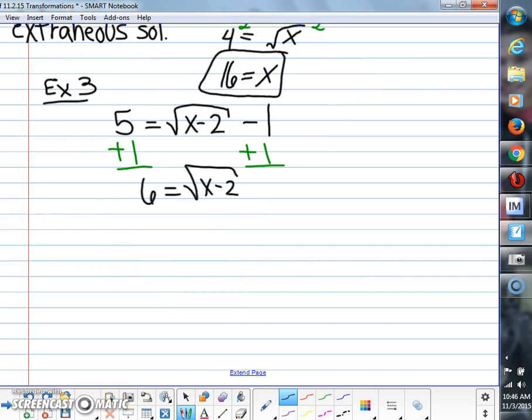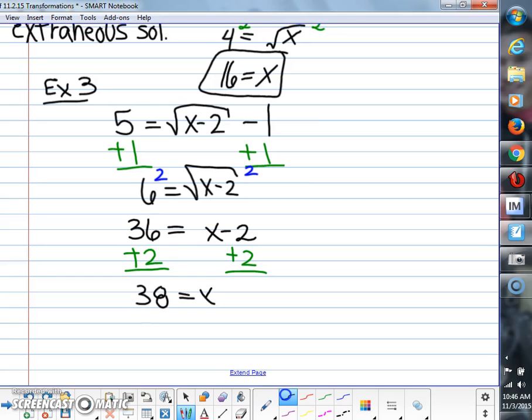What do I need to do next? Square. Okay, take the square of both sides. What I do to one side, I have to do to the other. So 6 squared gives me 36. And the square root and the square cancel each other out. Okay, how do you solve for x? Add 2 to both sides, and you're left with 36 plus 2 is 38. So x is equal to 38. That's your solution. So we have to check our work.